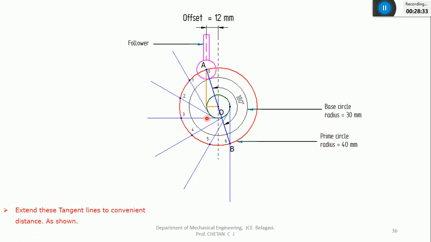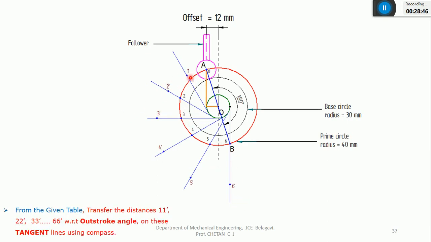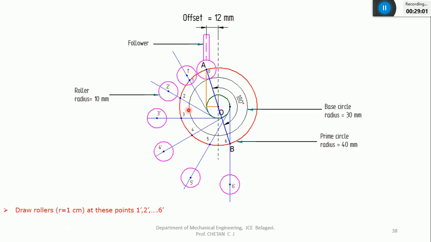I'll explain once again. After extending all these tangent lines, I have transferred the distance from the given data, 1 to 1 dash up to 6 to 6 dash, on these 6 tangent lines. I'll denote those points as 1 dash, 2 dash, 3 dash up to 6 dash. And by taking these 6 points as a center, I'll indicate the roller. I know the roller radius is 1 centimeter. I'll draw the roller here, up to this. So you got all these rollers.